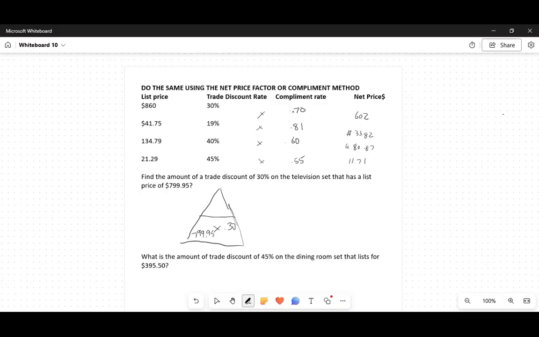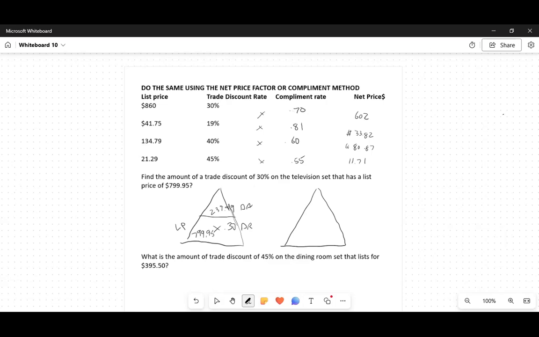So $799.95 times 30% comes out to a $239.99 discount. So that's your discount amount. That's your discount rate. And this is your list price. Now, well, then the question might be, what is the net price? It doesn't ask me that. It's just asking me to find the trade discount.